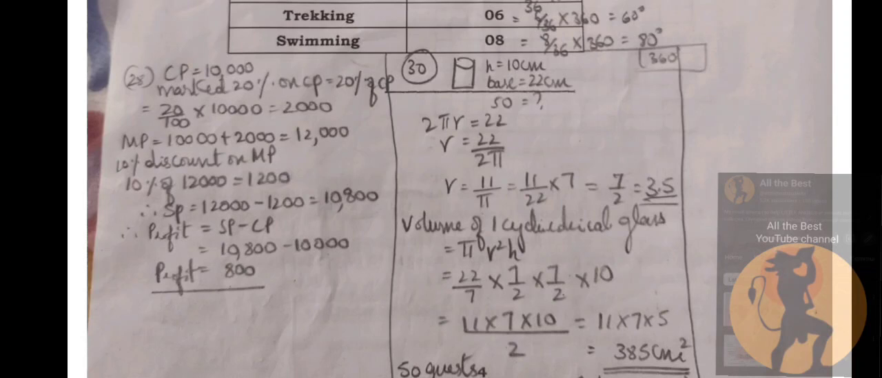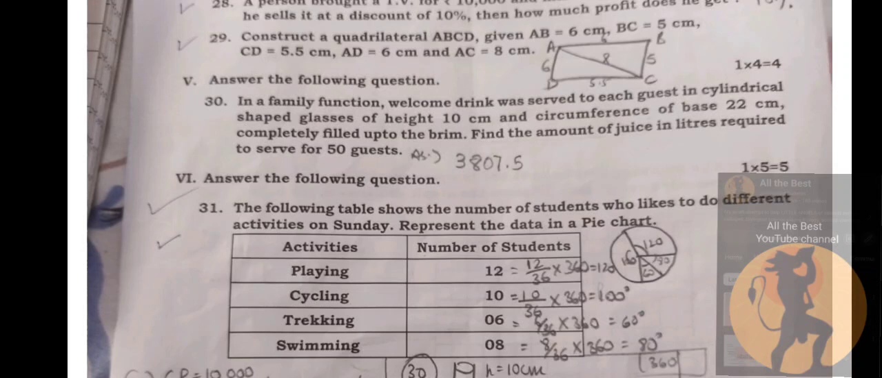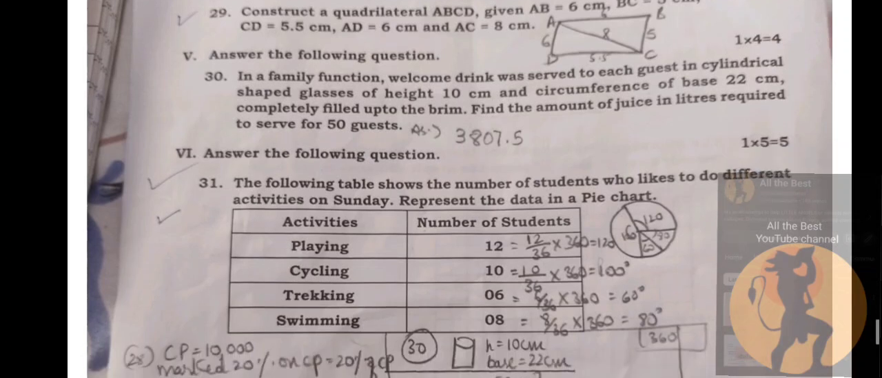The profit is equal to SP minus CP, which is equal to 10,800 minus 10,000. So the profit is 800. So 29th question. Construct the quadrilateral ABCD given AB is equal to 6 cm, BC is equal to 5 cm, CD is equal to 5.5 cm, AD is equal to 6 cm, and AC is equal to 8 cm. I am really bad at drawing, so please draw a proper quadrilateral, children. So moving on to the next question.